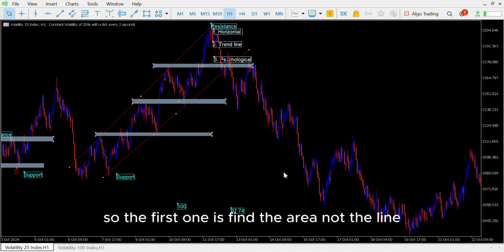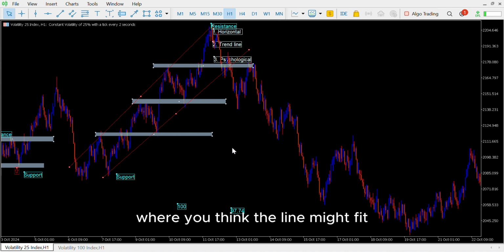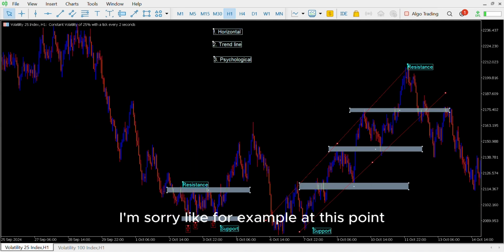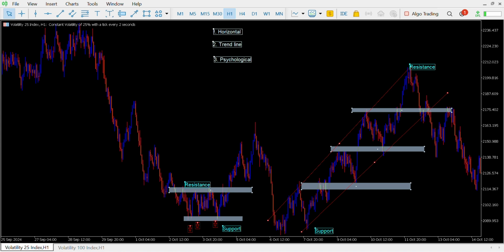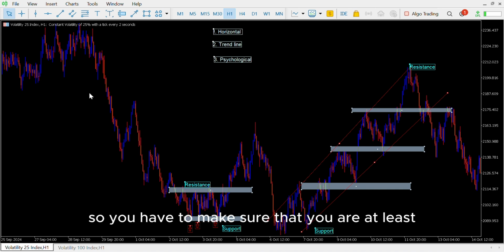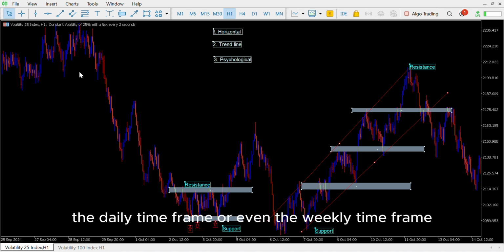The first one is find the area, not the line. In other words, you don't just put a line where you think the line might fit. You have to find the area, like for example at this point, this one is the area, not the line. The second one is significant levels are found on bigger time frames. So you have to make sure that you are at least using the 1 hour time frame, like for example here, or higher, like the 4 hour time frame, the daily time frame, or even the weekly time frame.